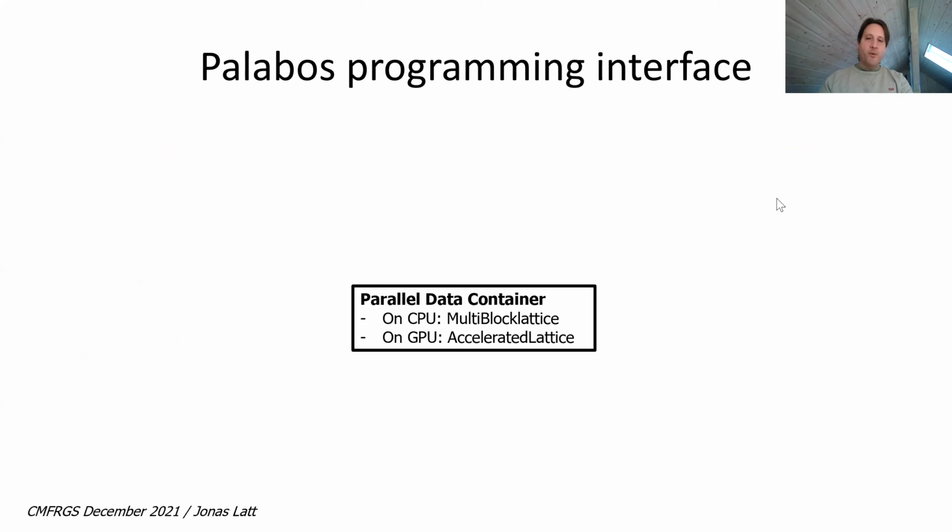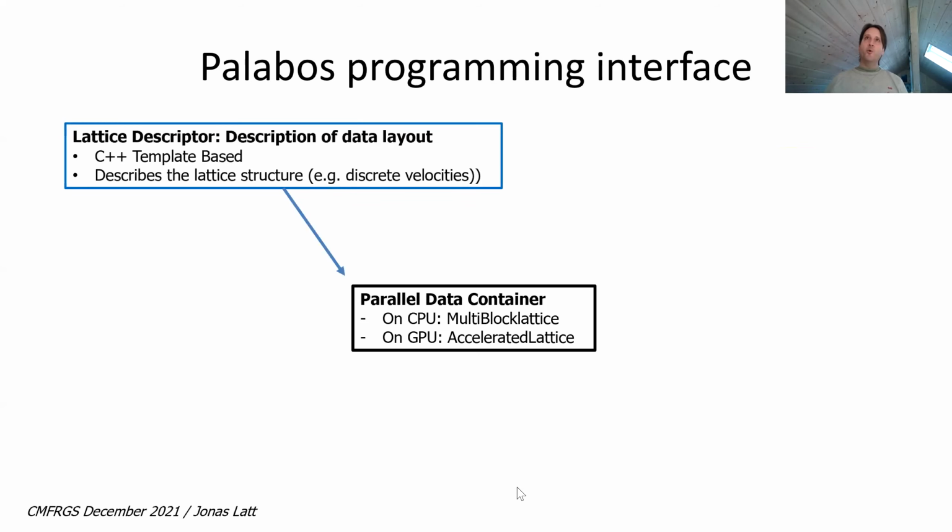Now, when you use Palabos, you are going to write in the C++ language an end-user application that uses the Palabos programming interface. So you are going to use, first of all, a data container, which contains your distribution functions, which we talked about in the theory, and which is a parallel data container. We have two versions of that parallel data container. We have a so-called multi-block lattice, which is parallelized on CPU, or the accelerated lattice, which is parallelized on GPU. They have the same interface, but a different backend. So you choose your parallel data container depending on your hardware, and then you configure your simulations.